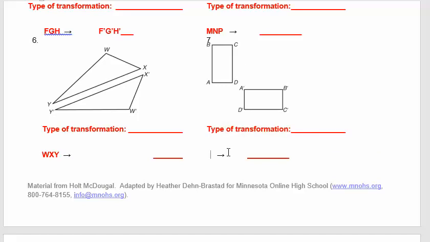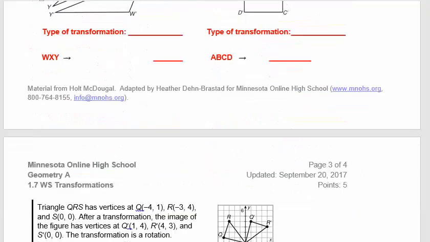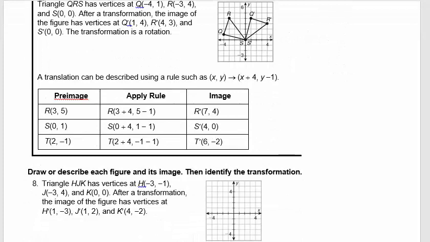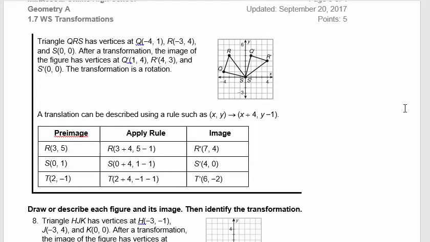So this would be rectangle A, B, C, D, and then you'll write the prime notation to show that there's been a transformation. In these problems, we have some rules. So here's the rule for a rotation. It says that triangle QRS is rotated, and after a transformation, the image is now this new transformation. The transformation is a rotation. So that's just an example that it's changed, and now you can say what the new points are.